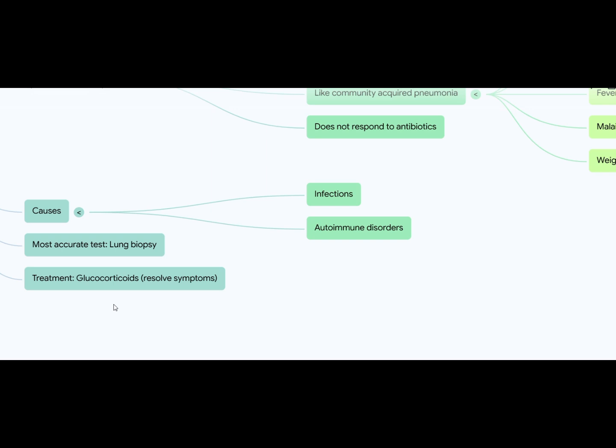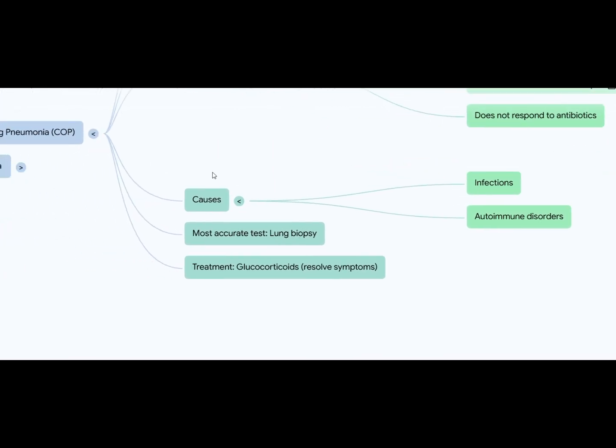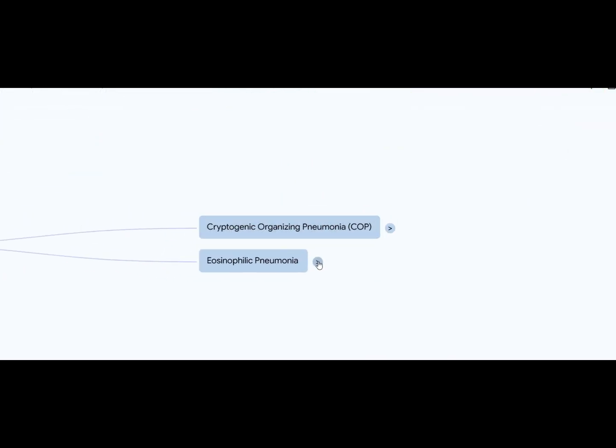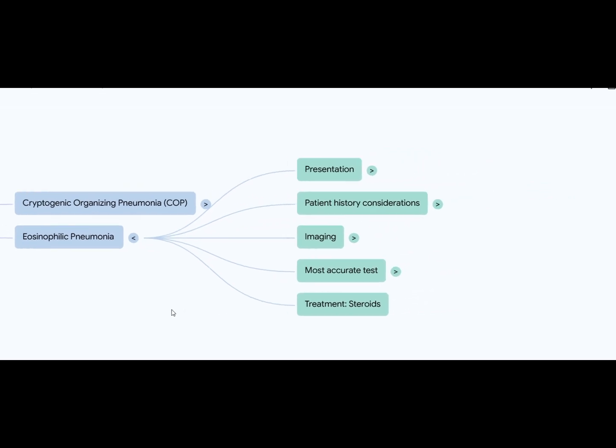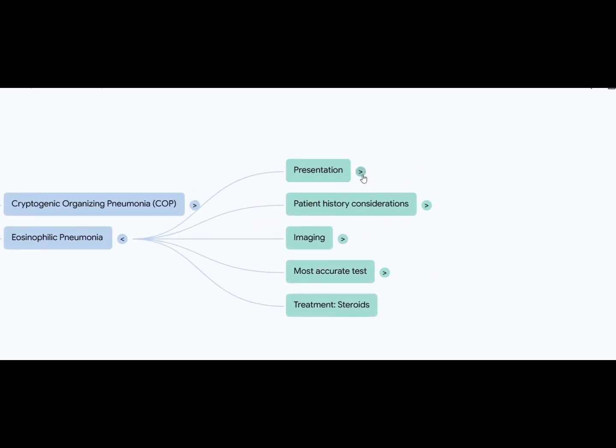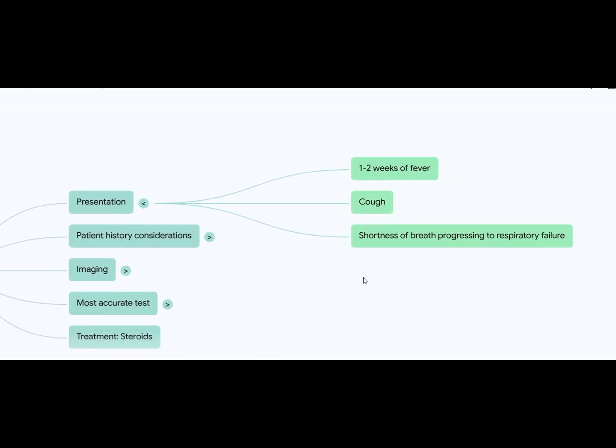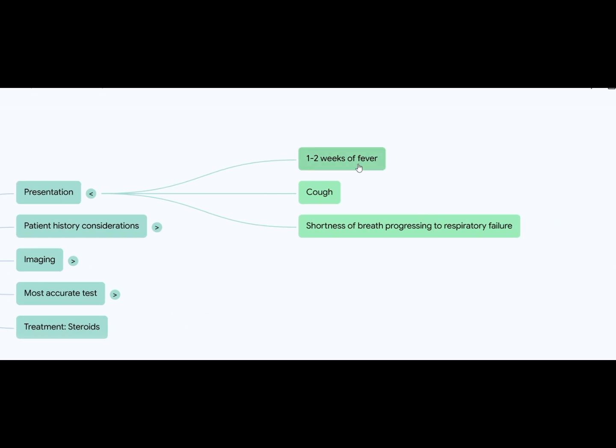Okay, let's switch gears now to the other one, eosinophilic pneumonia. How does this one typically show up? It's got its own distinct picture. Often it's someone who's had about, say, one to two weeks of fever, cough, and shortness of breath. So a similar start in some ways? Similar start, yeah. But it can worsen and sometimes progress, unfortunately, to respiratory failure.